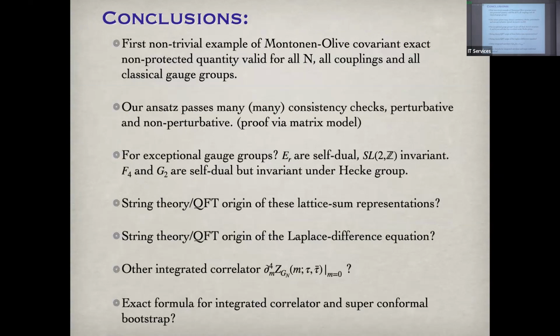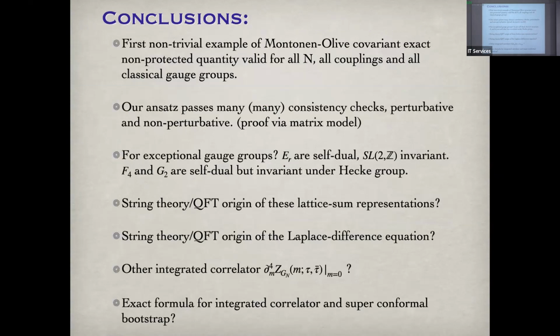So for exceptional gauge groups, there are some which are S-dual. So you really expect them to be SL(2,Z) invariant functions. But for F4 and G2, the self-duality is something weirder. It's some Hecke group. So we don't really know what class of functions one should expand over.